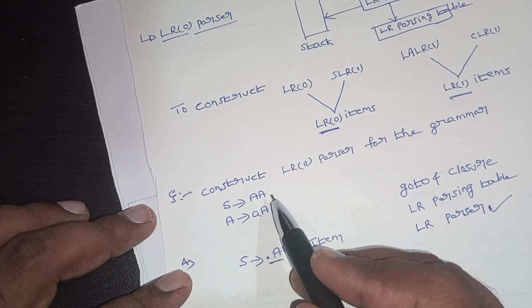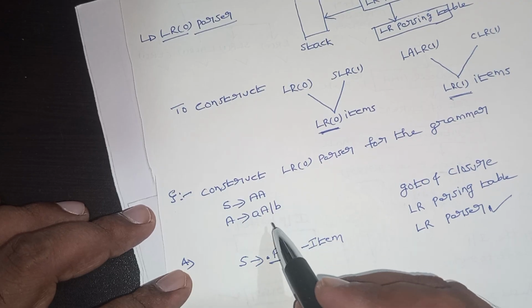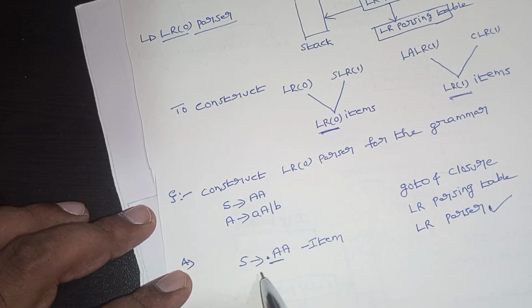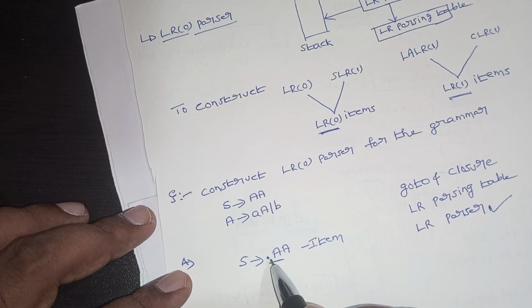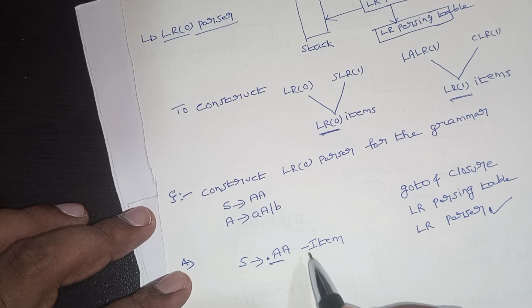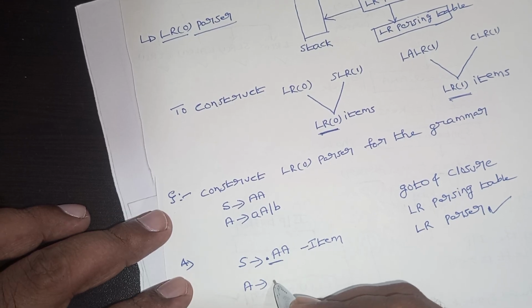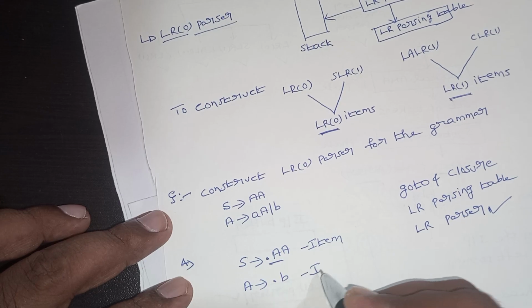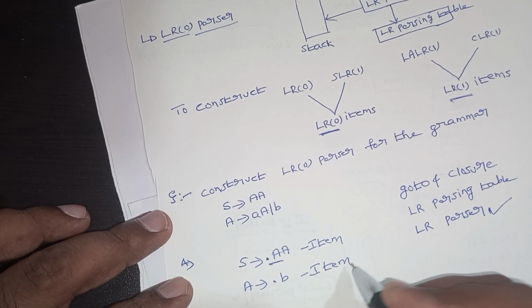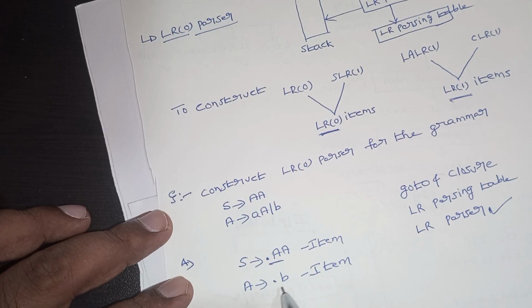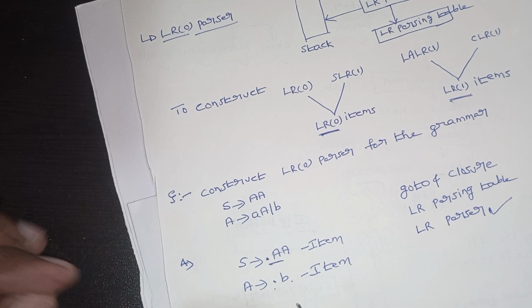This is not an item. You are adding a dot in the RHS. This is called an item. For example, if I write A tends to dot B, this is an item. Why? Because in the RHS I am adding the dot. It may be here, it may be here, anywhere. That is what an item is.